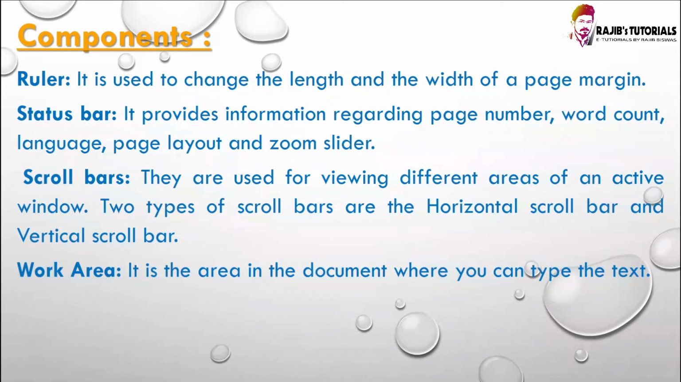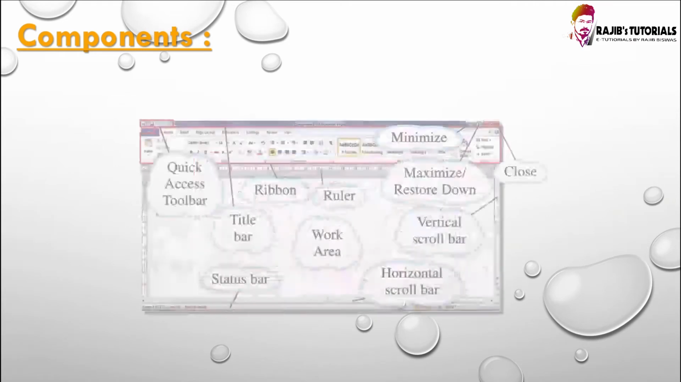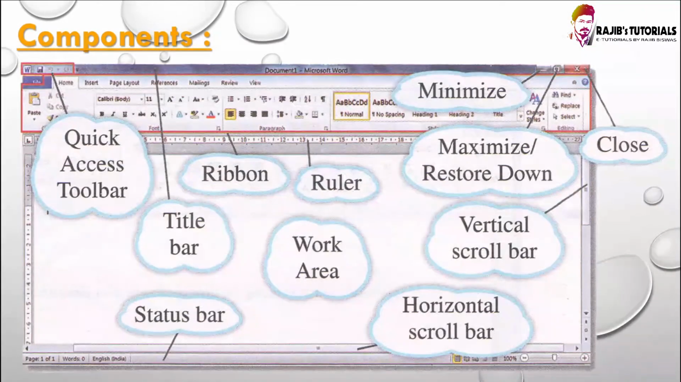Now you know about work area. It is the area in the document where you can type the text. Now you must learn about cursor. It is the blinking vertical line in the work area where the text will be typed. So now you will know about the components that are shown in the image.